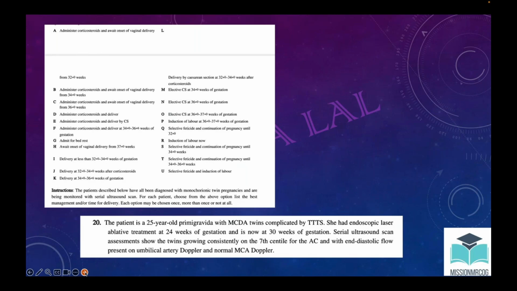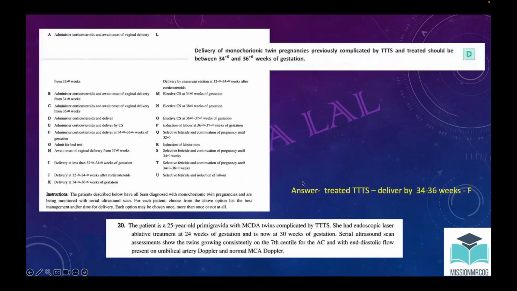So patient is fine only, isn't it? Dopplers are fine. So patient treated for TTTS, when should they get delivered? 34 to 36 weeks. So delivery of monochorionic twin complicated by TTTS should be between 34 to 36 weeks under steroid cover. Okay, so answer is F.